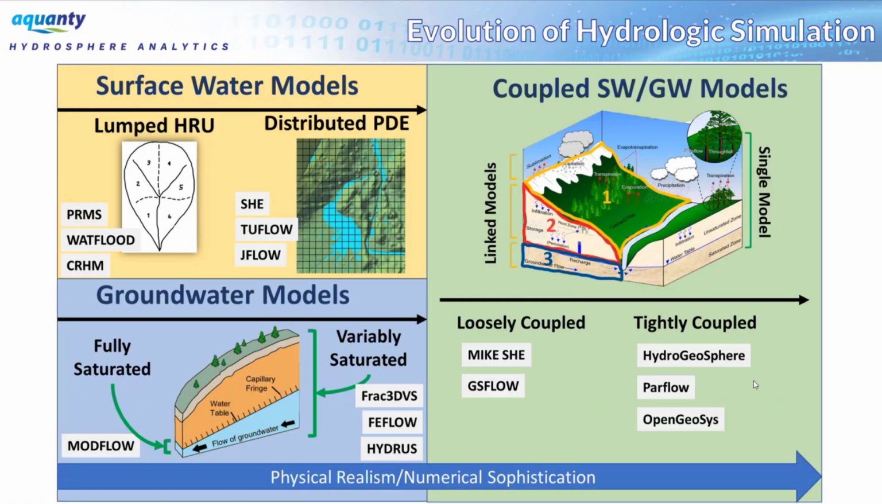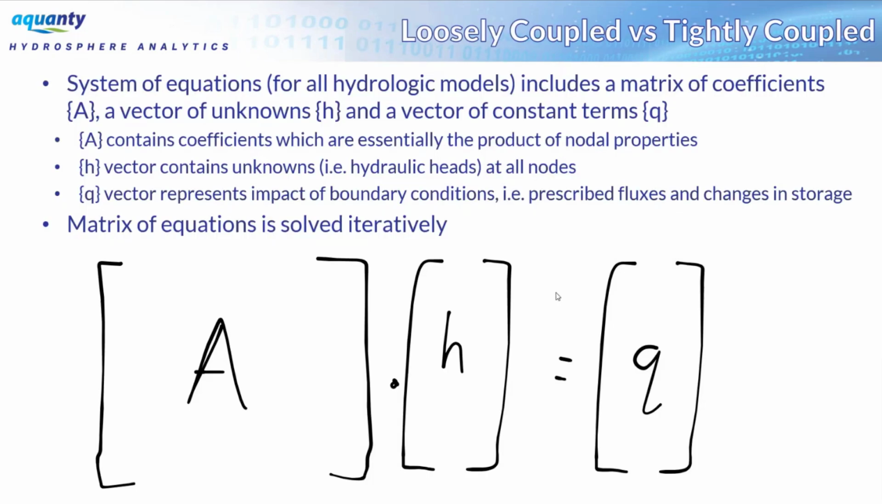And then we have HydroGeoSphere, an example of a tightly coupled model that really bridges the gap and brings all these different zones, or different governing equations of flow, into a single unified numerical system. What I really mean by that is highlighted in these next two slides.